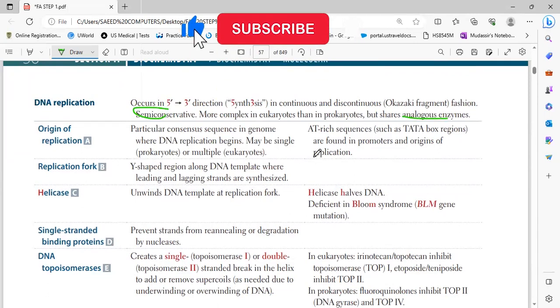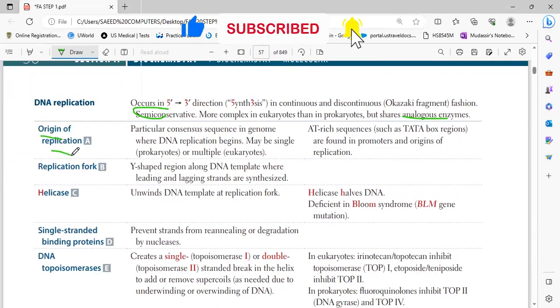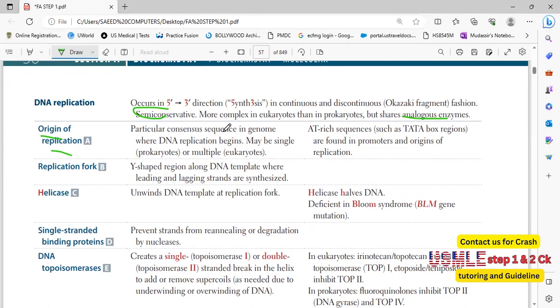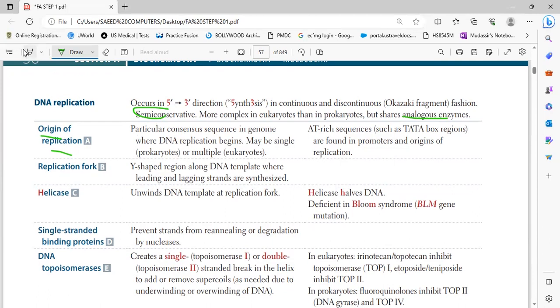First of all is the origin of replication. It doesn't mean replication will start from anywhere. There are certain points from which replication will start. That point is a particular consensus sequence in the genome where DNA replication begins. This MCQ has been asked in the exam in the same way. It may be single in prokaryotes and multiple in eukaryotes. So DNA replication occurs at a single site in prokaryotes, but in eukaryotes at multiple sites.